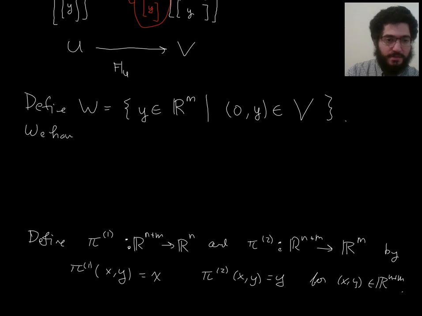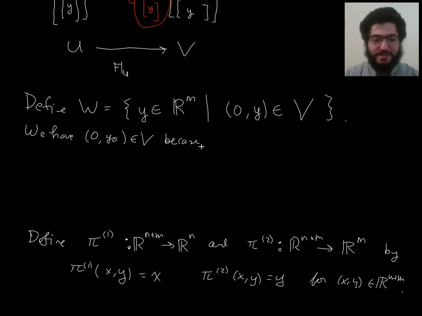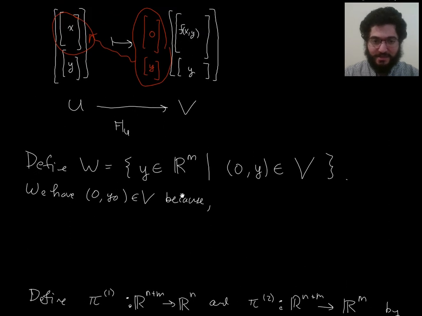So let's just start saying it. We have 0, y naught in V because, okay, this is often a strategy I take. Start saying that we have something and then stop and think, why? So for 0, y naught to be in V, it has to be capital F of something in U. And it is.